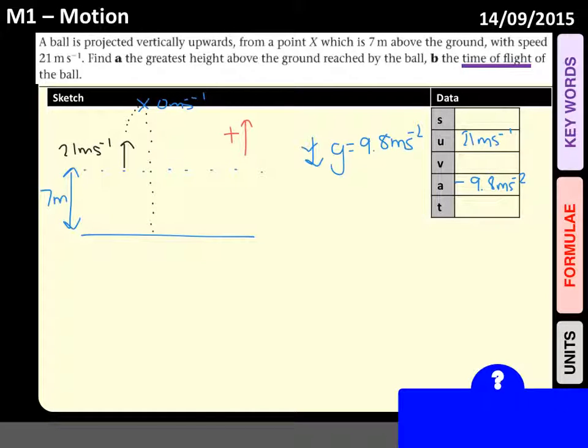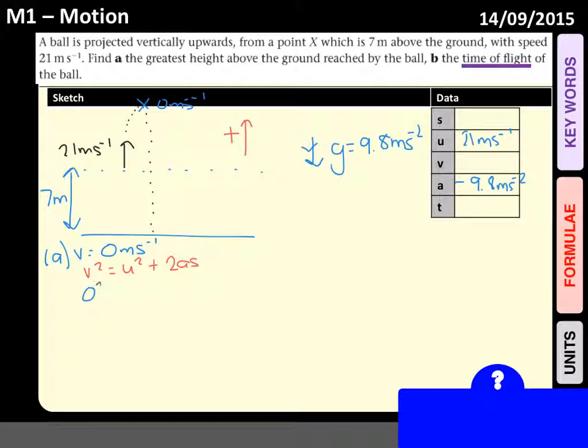Back on part A then, we're looking for the greatest height reached above the ground, and as we're looking for that greatest height, that's going to be where our final velocity is 0 meters per second. Anytime it asks for your greatest height, that's going to be where the velocity is 0. So I know v, and I've got u and a, and I'm looking for s, so I'm going to be using v squared equals u squared plus 2as.